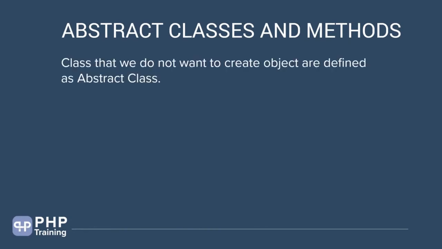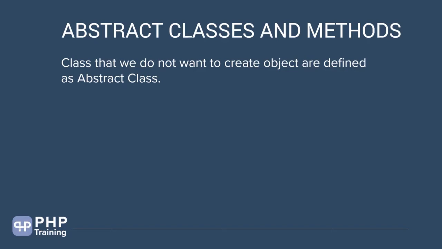Hello and welcome to the lecture. Let's understand what abstract classes and methods are. A class that we do not want to create an object of is defined as an abstract class. Even for an interface, you cannot create an object. The definition of an abstract class could be a class that you don't want to create an object of.